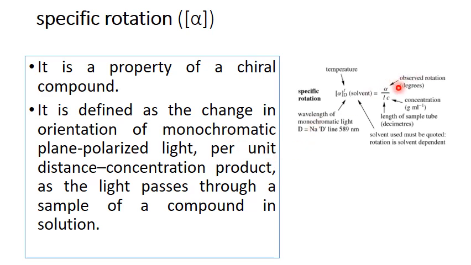Or it is the observed degree of rotation divided by L times C. L is the length of the tube in decimeter and C is the concentration in gram per ml. This is also represented at a particular temperature T, as each temperature will have a different specific rotation. That is why the temperature of the experiment and lambda are given. Normally a polarimeter uses a sodium lamp, wavelength around 589 nanometer.